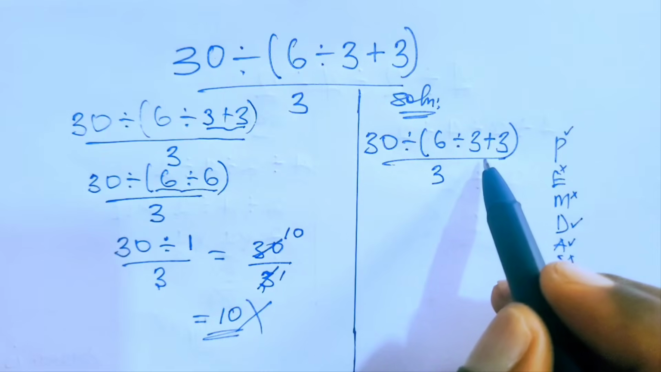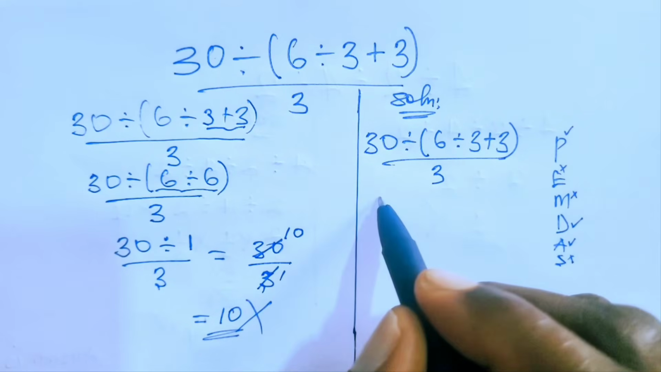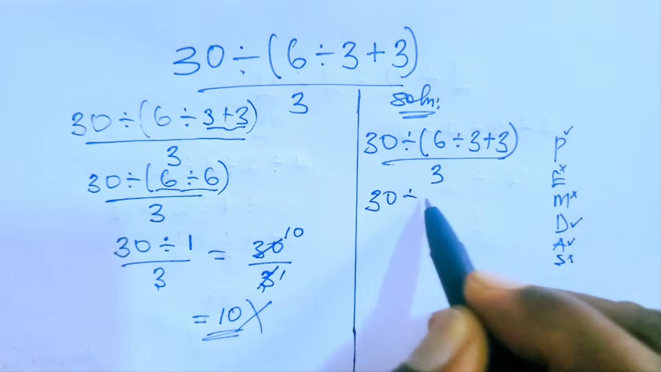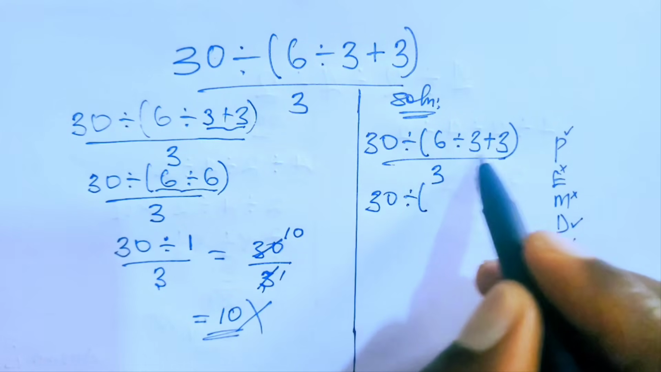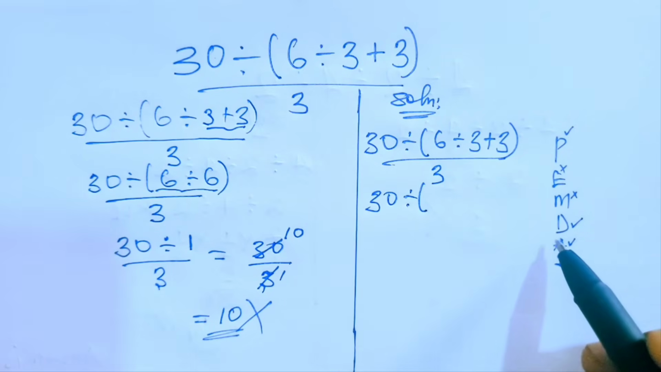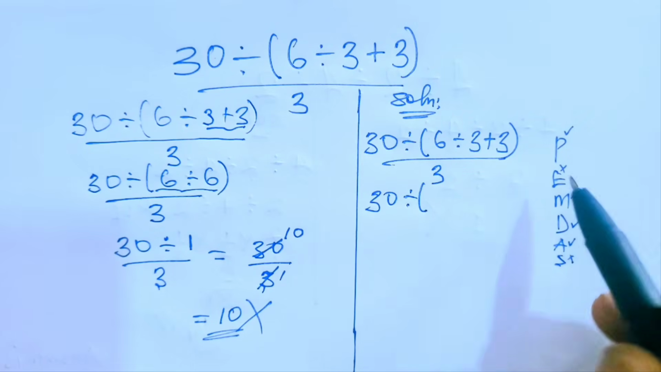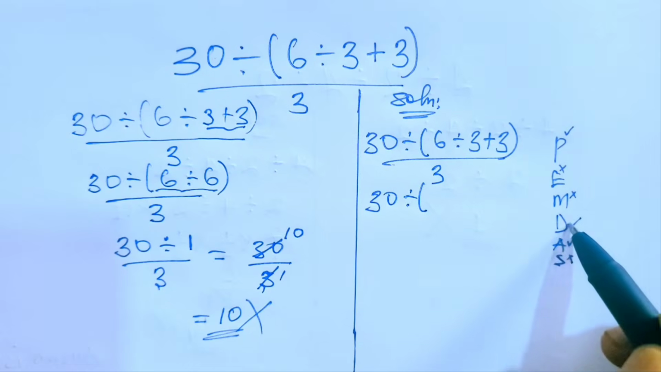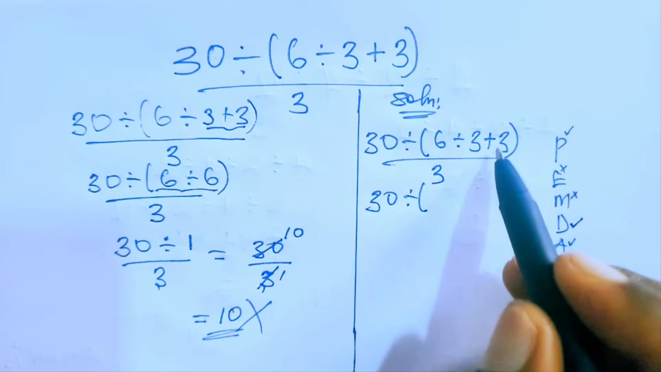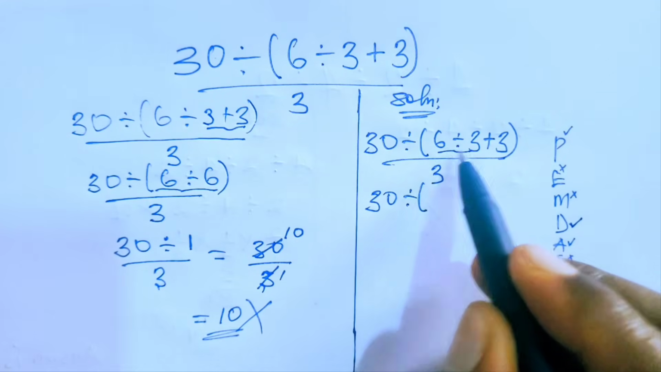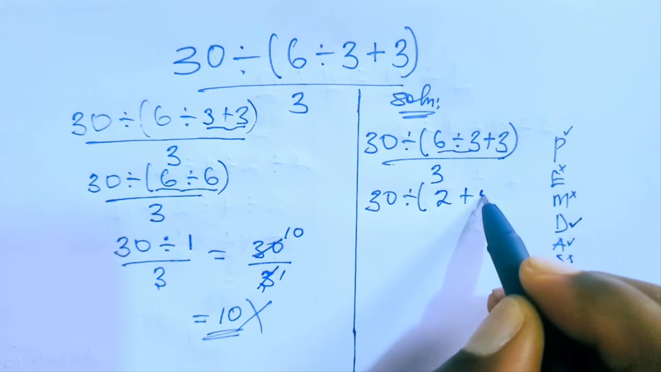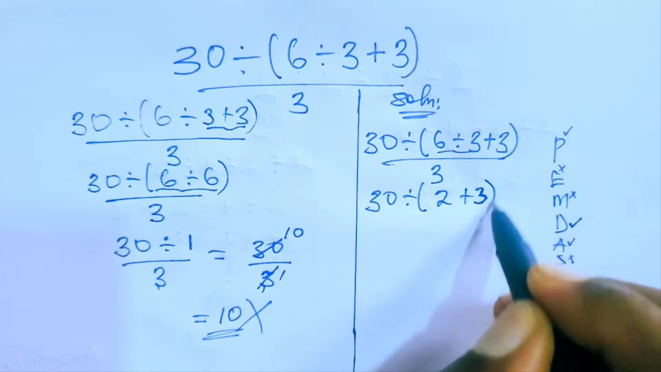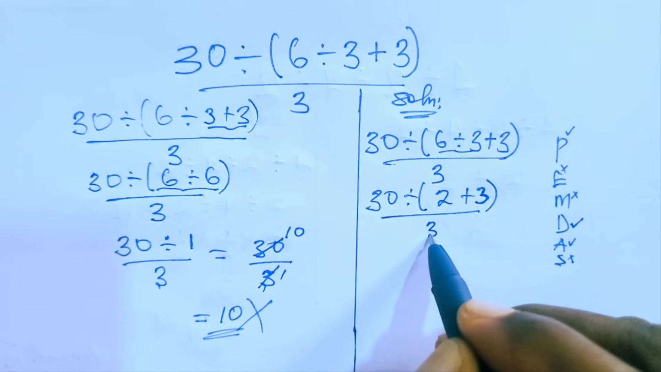the parentheses or brackets. So we are going to have 30 divided by, in the parentheses, we have certain orders to be considered. Following this, we are going to first consider division before addition, because division is of higher priority than addition. Then we have 6 divided by 3, that will give us 2, then plus 3 and all over 3.